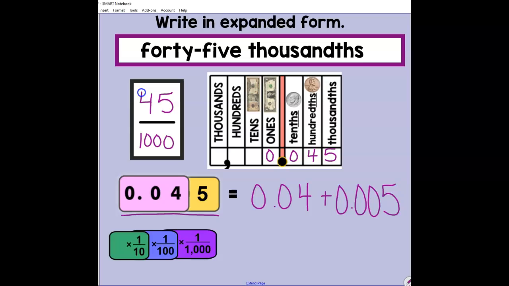Well, I don't have anything in the tenths place, so I don't have any tenths. I have 4 times 1/100th, so 4 hundredths. That's what this says up here too. 4 times 1/100th is 4 hundredths, plus 5 times 1/1000th, 5 thousandths. So both of these are the same thing, just written in 2 different ways.